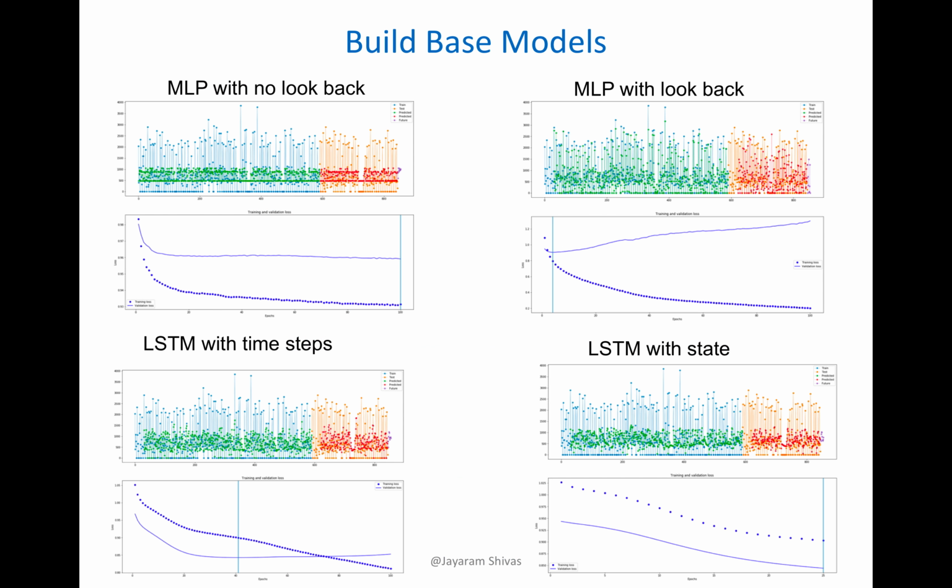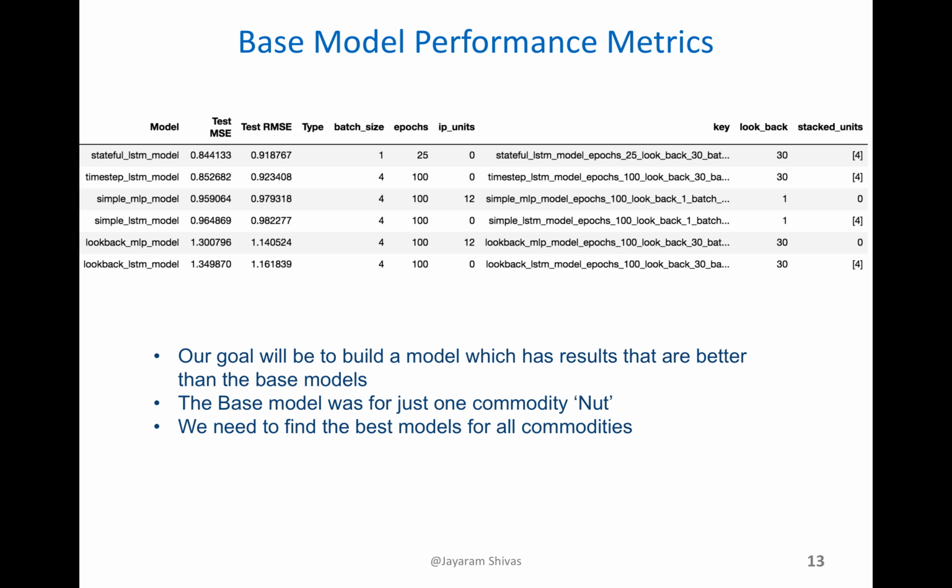So our first step in modeling was to pick some base models. I picked a multi-layer perceptron model without look back and with look back in the time series, and an LSTM with no look back, with time steps, and an LSTM with state. I used these 6 models, came up with some basic default parameters, and ran them through the data set. You can see the train, test, and some predicted results, and this gave some performance metrics, which you can see on the screen. What this gives us is our base models. Now we need to make these models better and perform better than this.